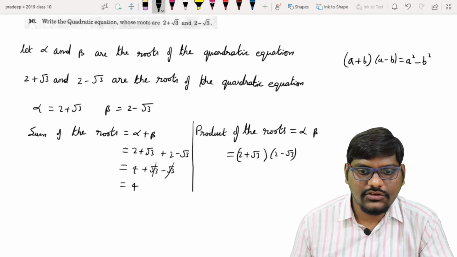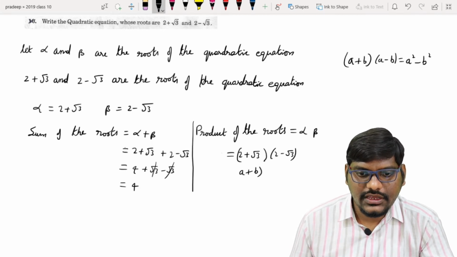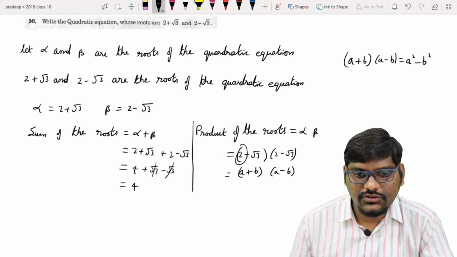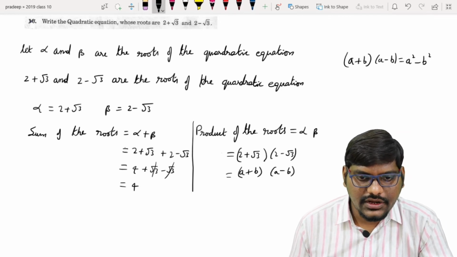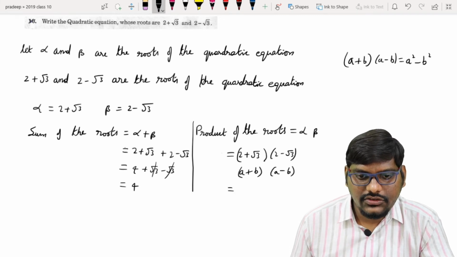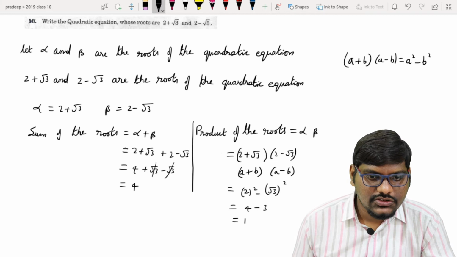So this is exactly looking the same. See, this is looking like a plus b, a minus b. Here a is representing 2 and b is representing root 3. So here plus is the sign, here minus is the sign. Simply we can write this as 2 square minus root 3 whole square. So this is nothing but 4 minus 3, which is 1. So we got the sum of the roots as 4, product of the roots as 1.